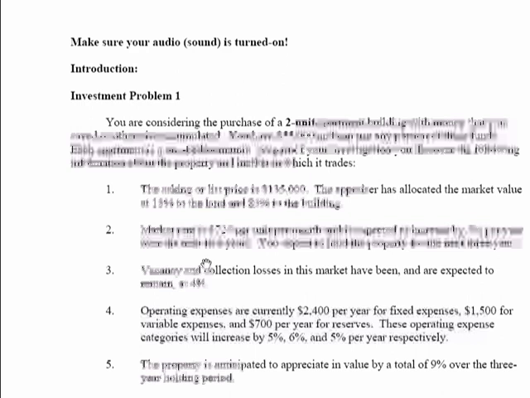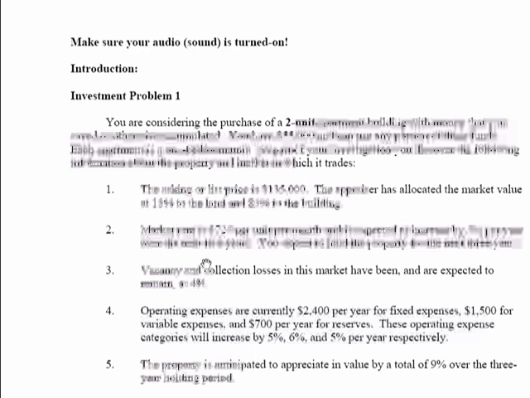But to start out this problem, we are considering the purchase of a 2-unit apartment building, and we have $55,000 that we can use. And it's up to $55,000, but not over $55,000. We don't have to use all $55,000, but we have up to $55,000 to use. Each apartment is a 1-bedroom unit, and here are the 9 fundamental research assumptions or information that we have to complete the problem.